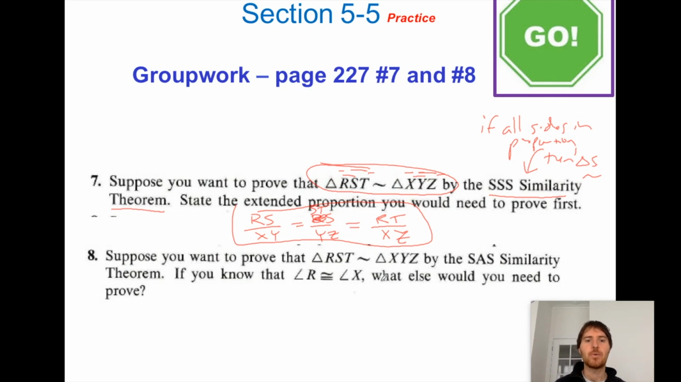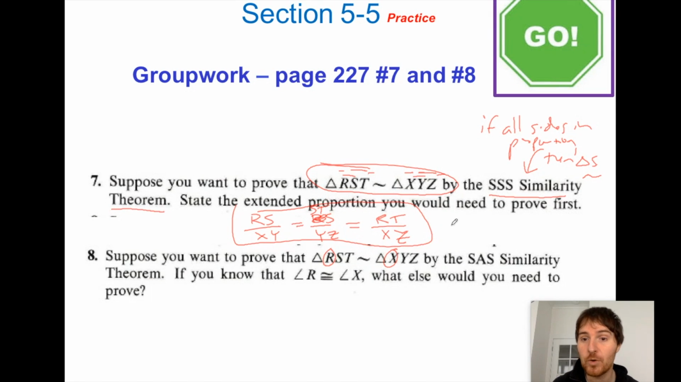Okay, number 8 here. Suppose you want to prove that triangle RST is similar to triangle XYZ by the SAS similarity theorem. If you know that angle R, there we go, angle R and angle X are congruent, okay? They're corresponding, that's very nice, right? They're in corresponding positions. This is position 1, the way we read it out. Remember, the ordering of the letters matters here, right? That's one thing I had to check in with some people on the chapter 4 quiz. This would imply that angle R would have to be congruent to angle X because corresponding angles of similar triangles are congruent to one another, okay? But we want to prove this here. So we're given that angle R is congruent to angle X. What else would you need to prove?